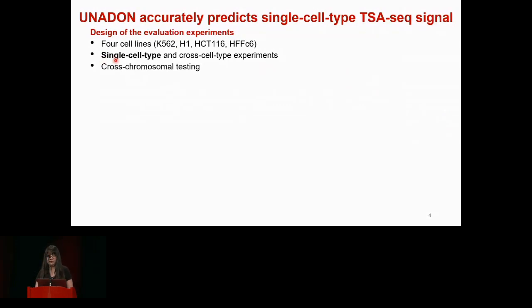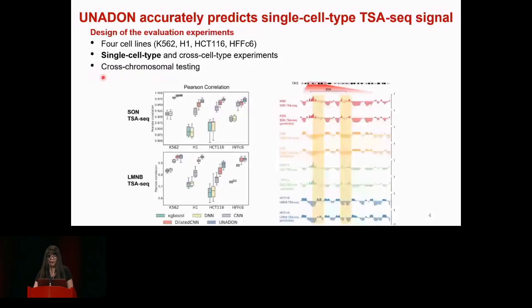For single cell type experiments, the models are trained, validated, and tested within the same cell type. It is important to note that we adopt a cross-chromosomal testing approach, which means that we split the whole genome into training, validation, and testing sets based on the chromosomes. Specifically, we use the odd-numbered chromosomes for training and validation, and even-numbered chromosomes for testing. Here are the results for the single cell type experiments.